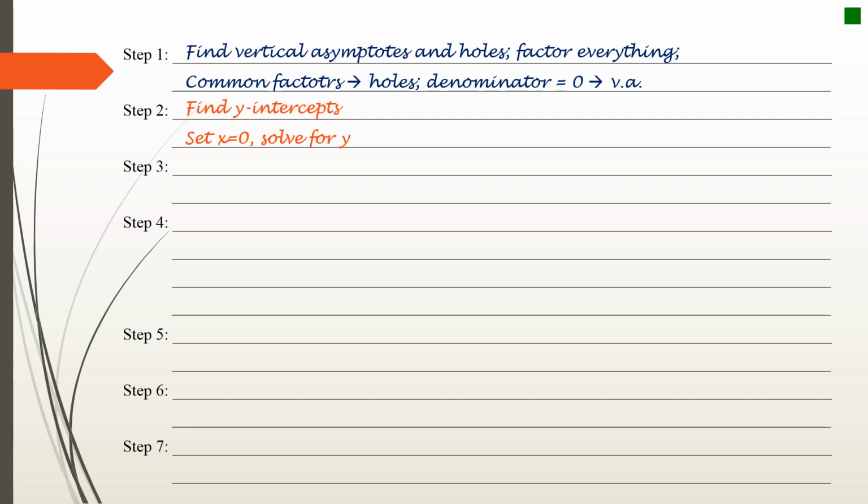The next step then is we're going to find the y-intercepts. We'll set x equal to 0 and solve for y. There may be 1 or more or 0 y-intercepts. The third step then is to find the x-intercept. And this one we're going to set the numerator equal to 0. We're going to ignore the denominator completely and then solve for x.